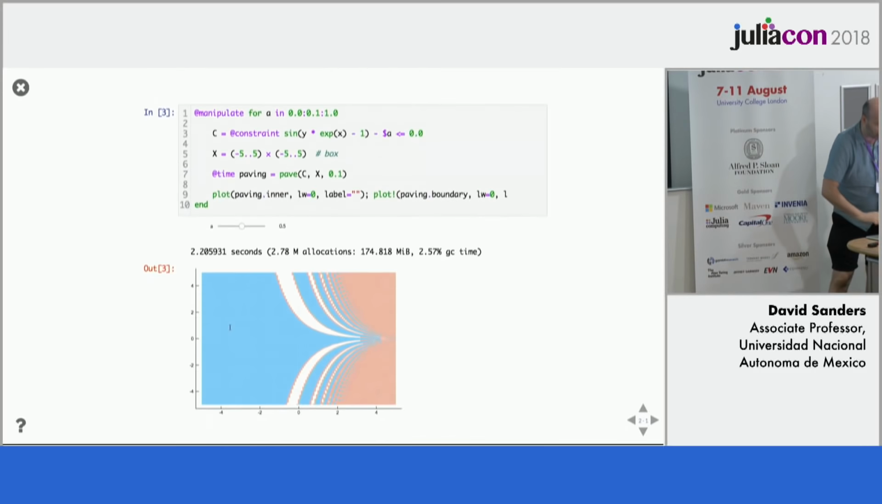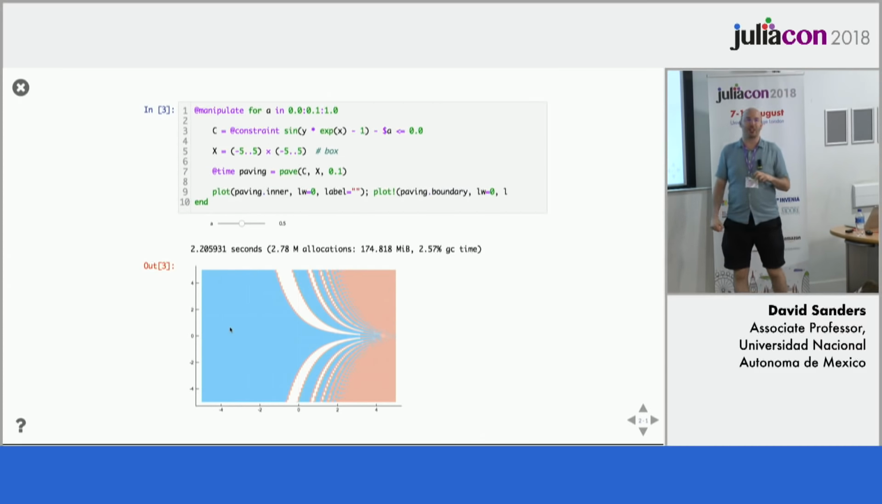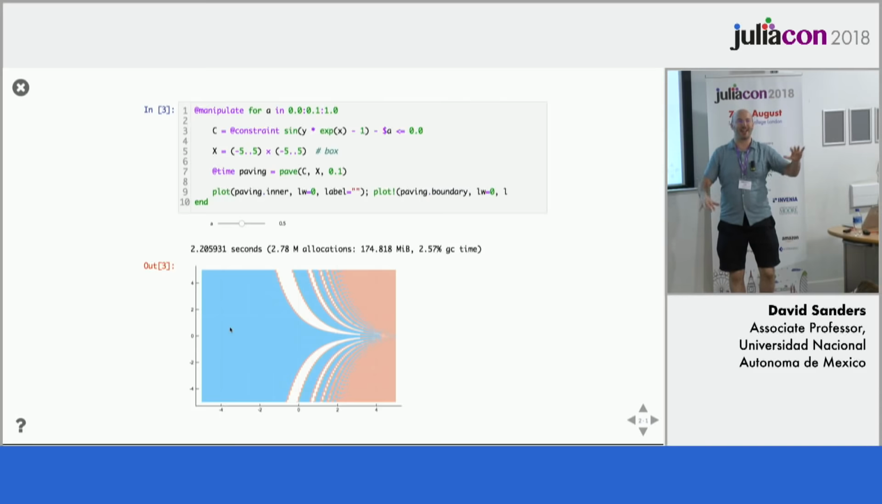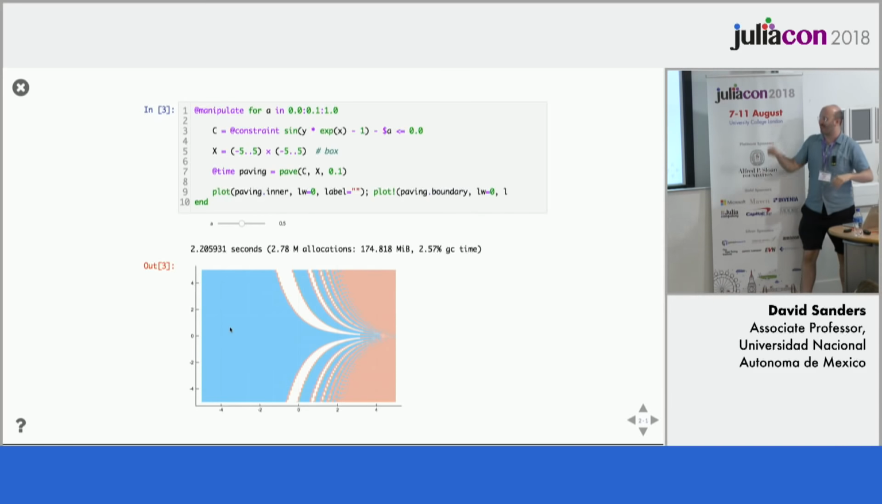I'm going to start off with constraint propagation, just simply because it's something that I never managed to reach in any of my other JuliaCon talks. I never get there, so I'm going to start with that by showing that today.